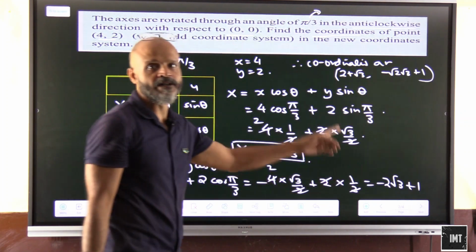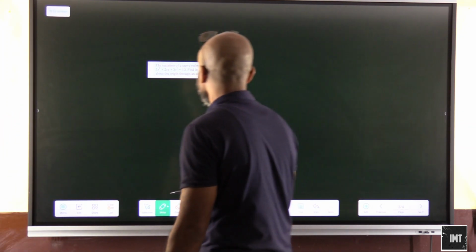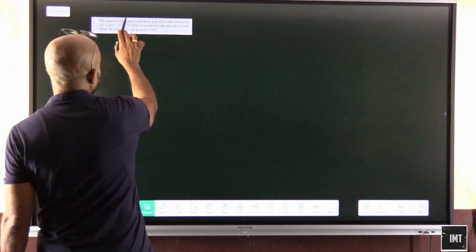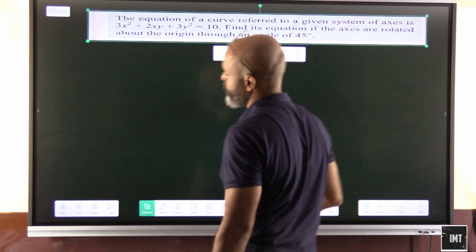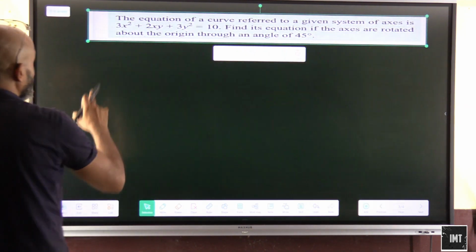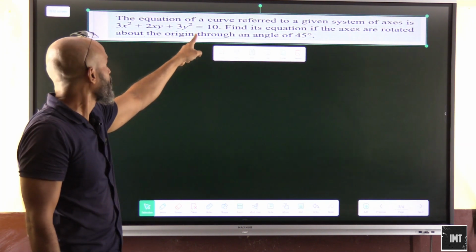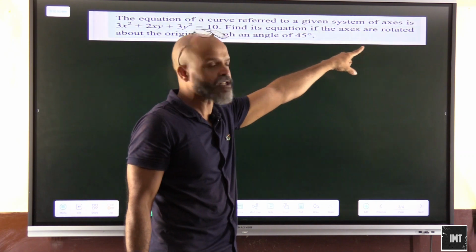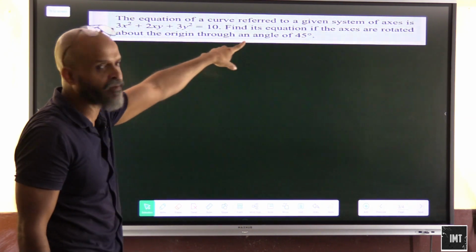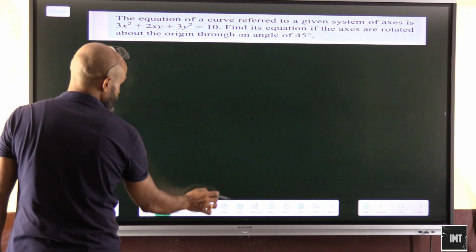So this will be the coordinates of the system. Okay, all right, let's move on to the next one. The equation of a curve referred to a given system of axes is 3x square plus 2xy plus 3y square is equal to 10. Find its equation if the axis is rotated about the origin through an angle of 45 degrees. Okay, so again we plot the square here.